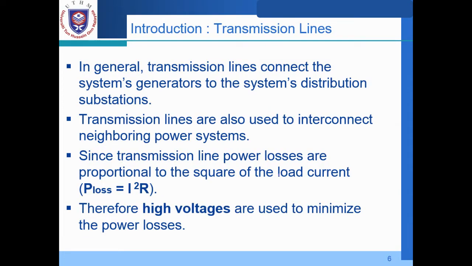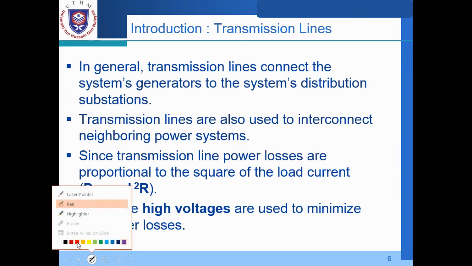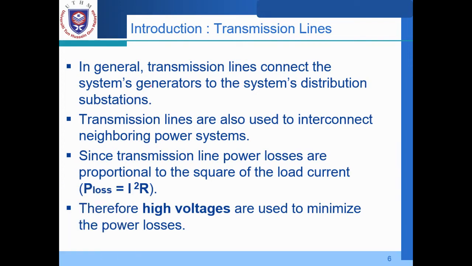And then having said that, in general, transmission lines connect the system generators to the system distribution substation. So this is how we can define in general the meaning of transmission line. So it is connecting the system generator where the electricity is generated to the system distribution substation where the demand is coming from. So transmission lines are also used to interconnect neighboring power systems.